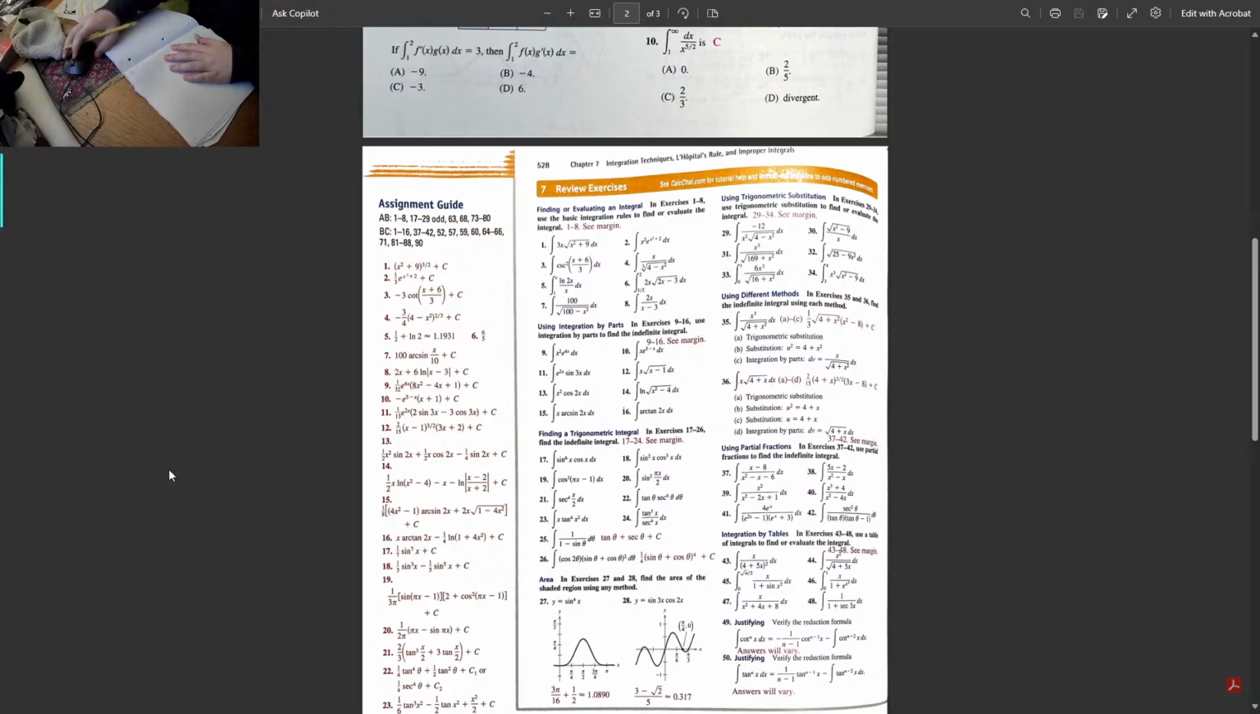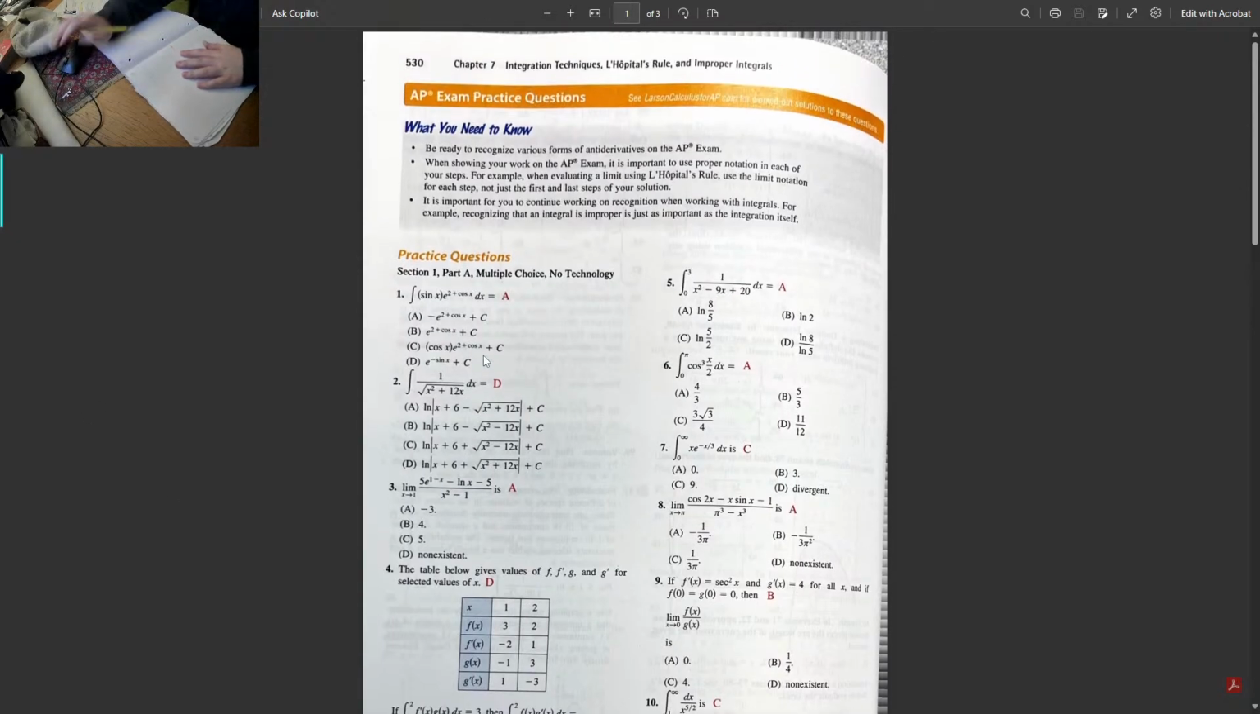Okay, so we're starting with number 3 up top. The limit as x approaches 1 of 5 e to the 1 minus x, that's annoying, minus ln x minus 5 over x squared minus 1.